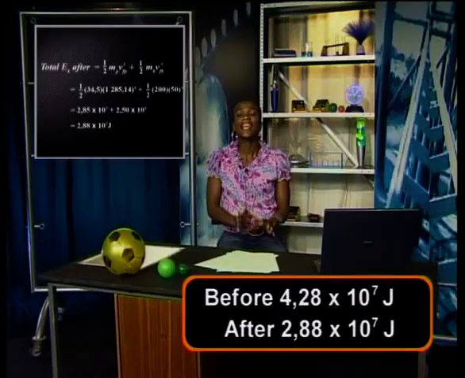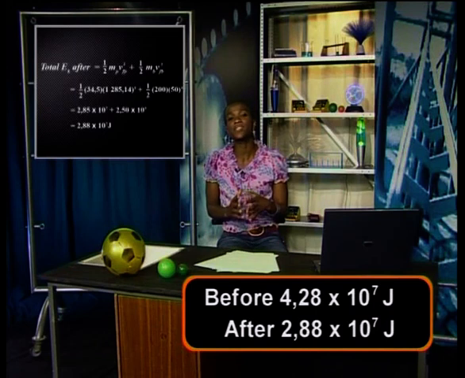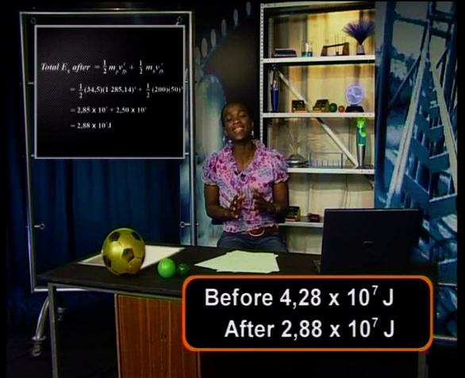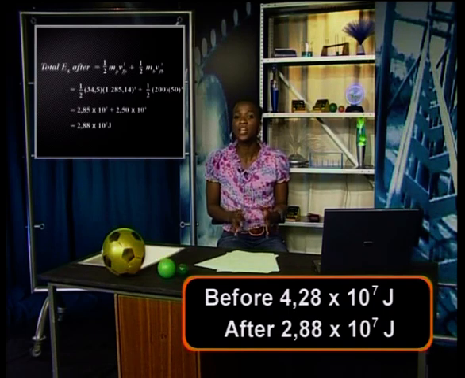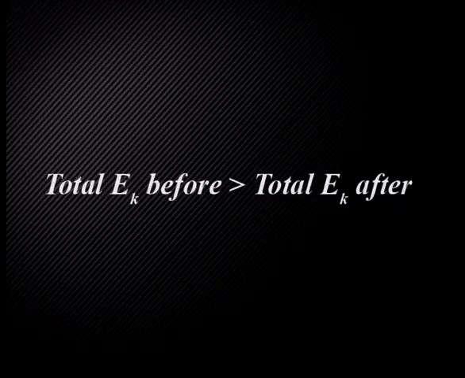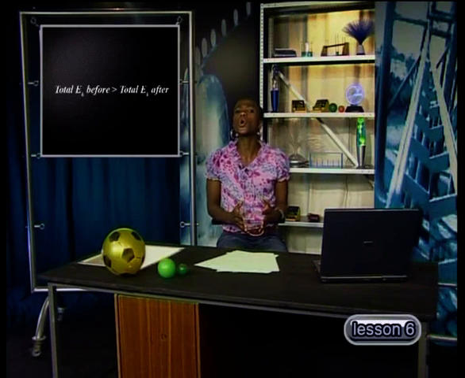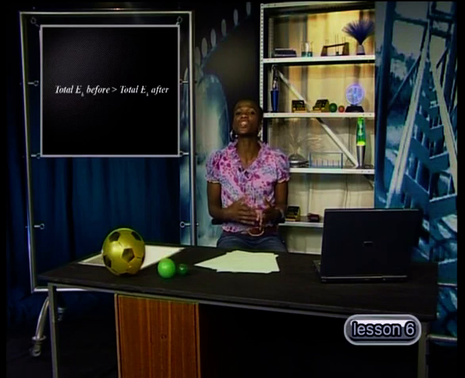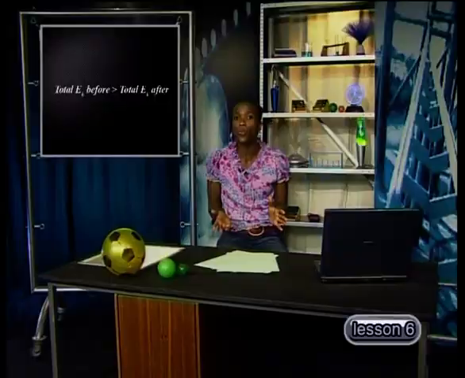Let's compare the kinetic energy of the system before and after the collision. So it is clear that the kinetic energy of the system changed as the projectile moved through the box. In fact, we see that the total kinetic energy after the collision is less than the kinetic energy before the collision. We know from the law of conservation of energy that energy cannot be lost, but is transformed into other forms. Where does the kinetic energy go?